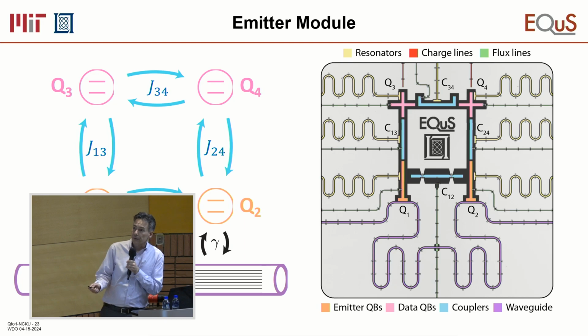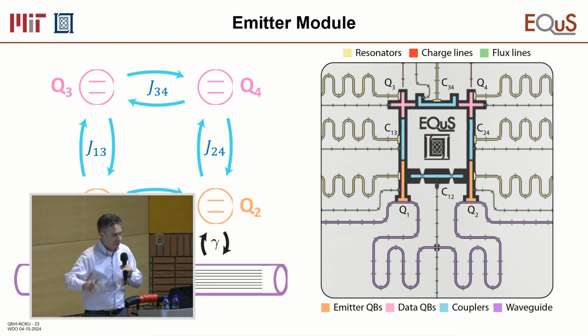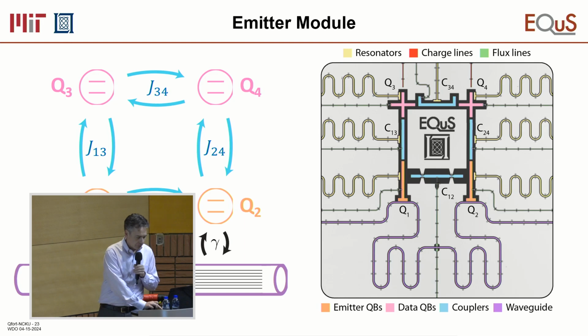This is what it looks like. You have qubits 3 and 4 with a coupler between them. Qubits 1 and 2 emit the photon with their coupler to null out the interaction via the waveguide, and then 2 couplers on the sides to shift or shuttle the entangled state down to the emitters.